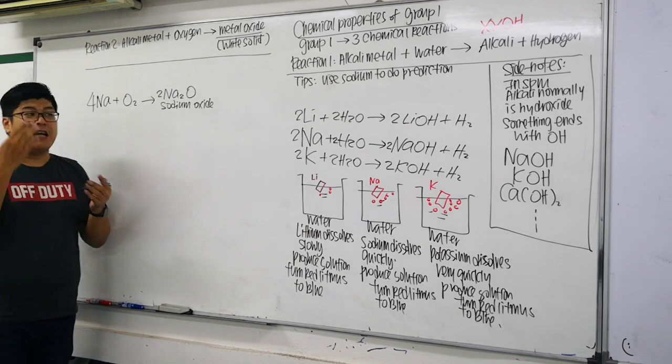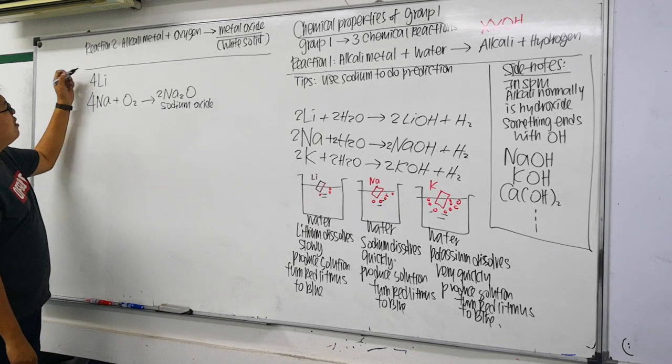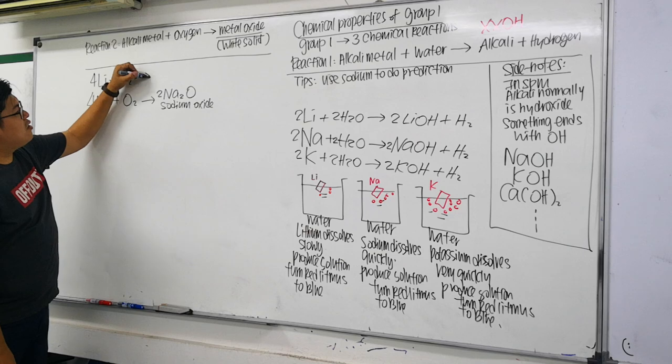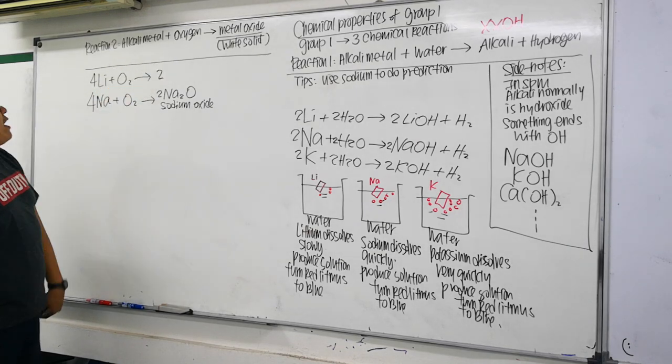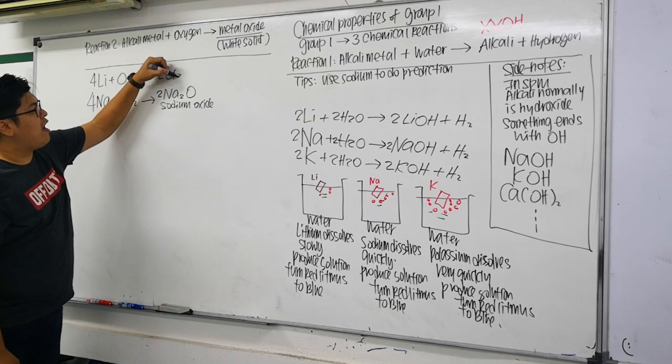Let's use the sodium to predict another one called lithium. So for sodium, for lithium, oxygen, copy. So here 2, here 2. When I use Na, I get Na2O. When I use Li, Li2O.